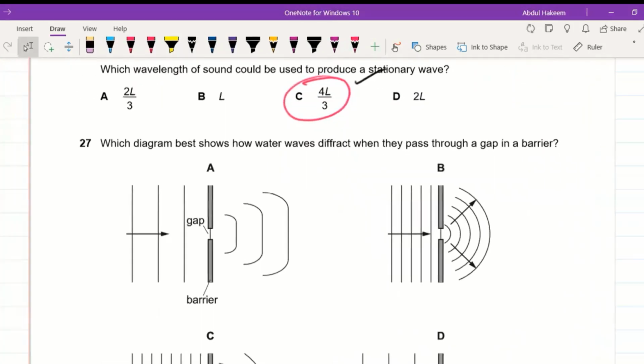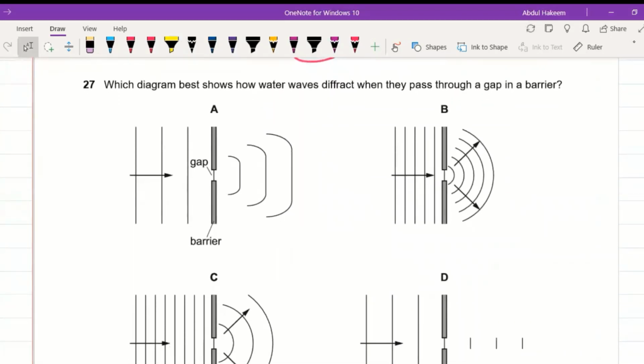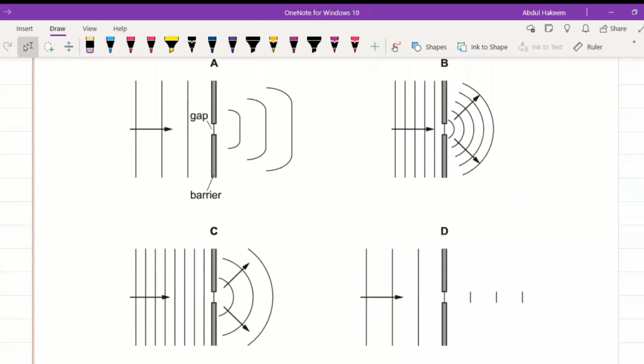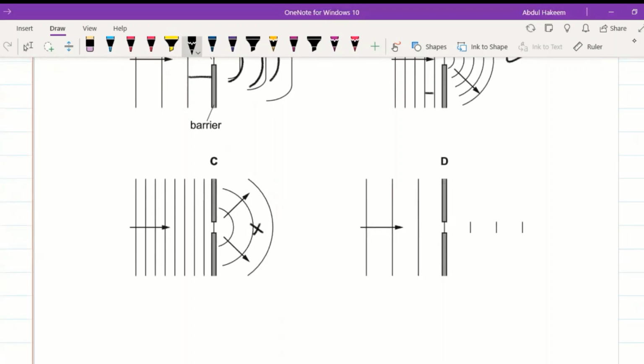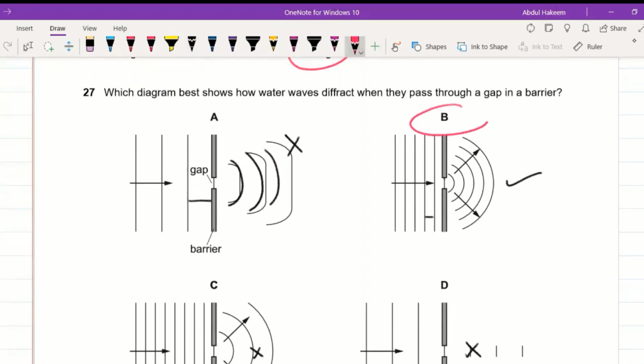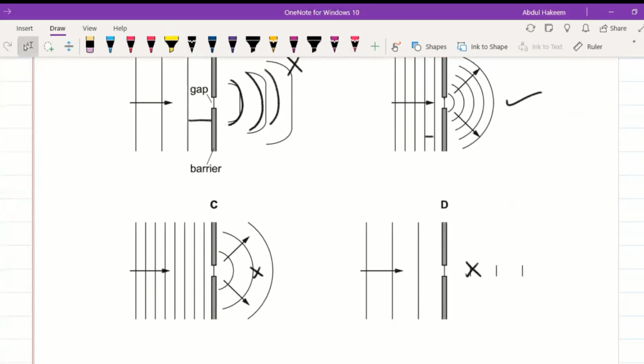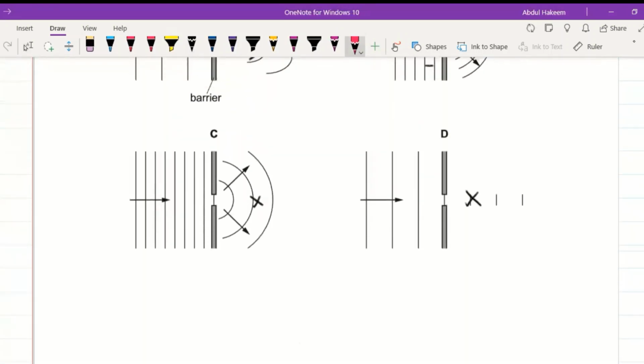And the next, 27: which diagram best shows how water waves diffract when they pass through a narrow slit, meaning through a gap in the barrier? So look, this one. This gap is greater than the wavelength, so this is not the shape. It must be a proper circle. So this is wrong. And come to B. So with this wavelength and this gap, yes, it is spreading out. So it's possible. And then no, an increase of the wavelength is not possible. And going straight is not possible. So the best choice is B, because the wavelength remains the same after the diffraction. So bending of the wave with the same wavelength. So B is the option.